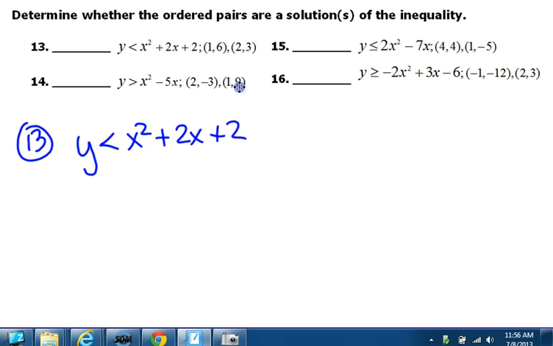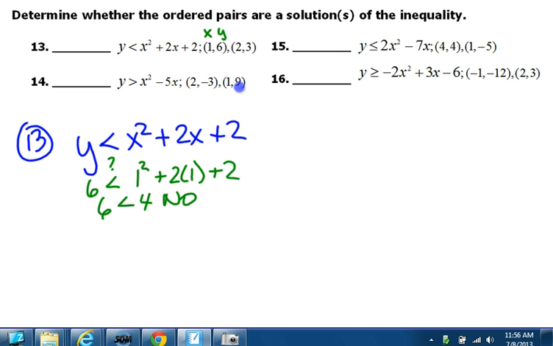And when I plug in a 1 for x and a 6 for y, do I have a true statement or not? So I'm asking myself, is 6 less than 1 squared plus 2 times 1 plus 2? So you kind of ask yourself that question. 1 squared is 1, plus 2 is 3, plus 2 is 4. Is 6 less than 4? The answer is no. Once you get a no, it's a no. You don't even have to try the other number.